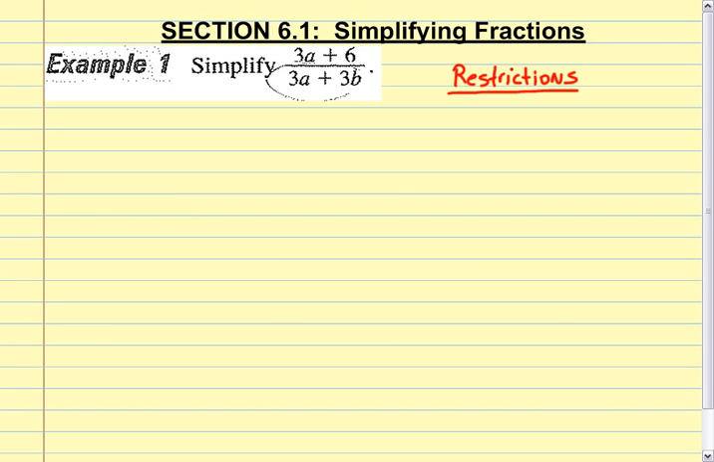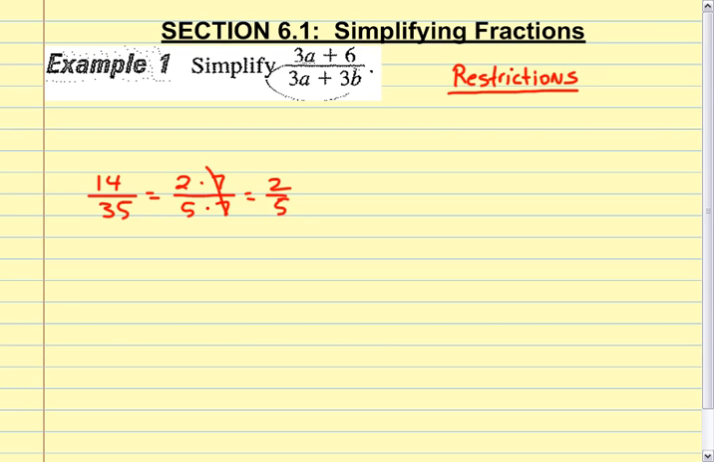Okay, now, simplifying fractions. You guys have been doing this for a long time, just reducing fractions. For instance, let's say 14 over 35. This fraction needs to be reduced. The way that you reduce it is you factor it, 2 times 7 over 5 times 7, and you cancel out the common factors. And it reduces to 2 over 5.